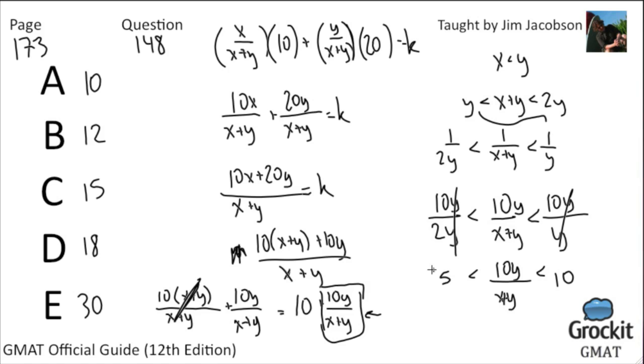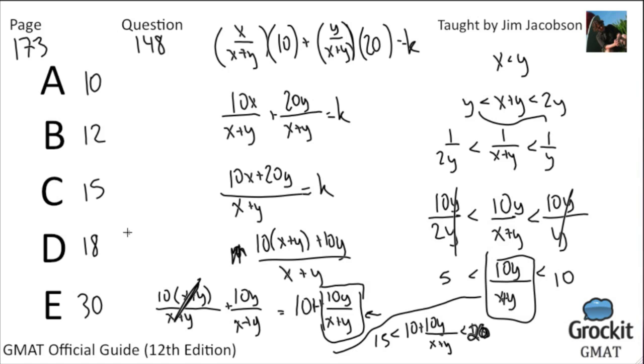And remember then that k equals this thing here plus 10, because we have this 10 over here. So 10 plus 10y over x plus y is between, adding 10 to both of these, 15 and 20. The only answer choice that is between 15 and 20 is answer choice D.